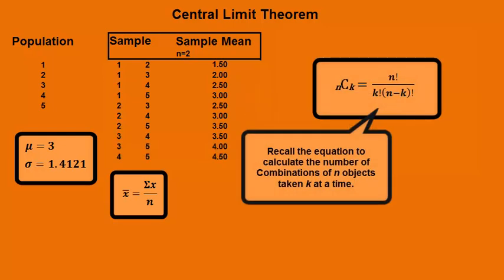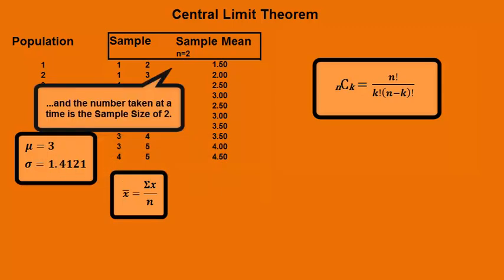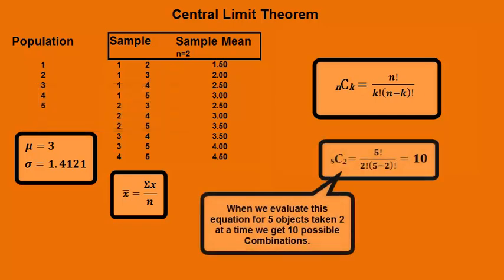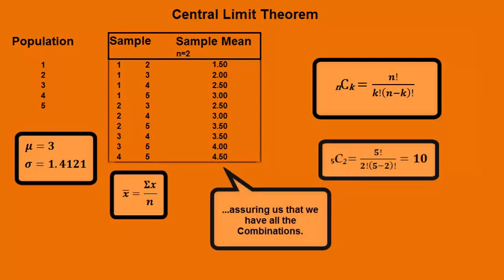Recall the equation for calculating the number of combinations of n objects taken k at a time. In our case, the n objects would be the 5 members of the population, and the number taken at a time is the sample size of 2. When we evaluate this equation for 5 objects, taken 2 at a time, we get 10 possible combinations. This is the number of samples we have, assuring us that we have all the combinations.